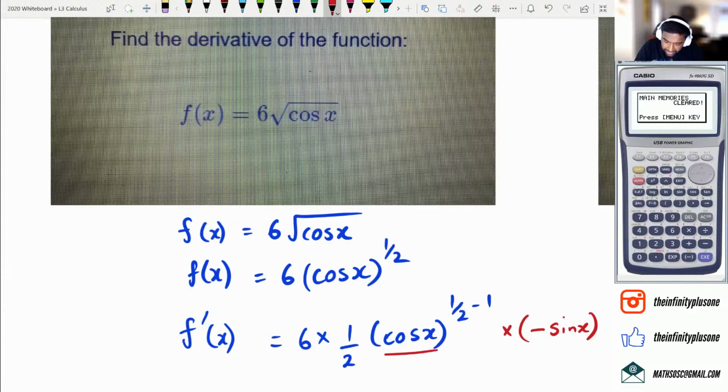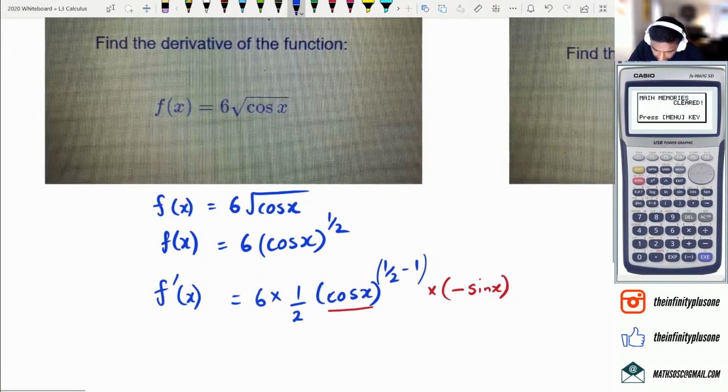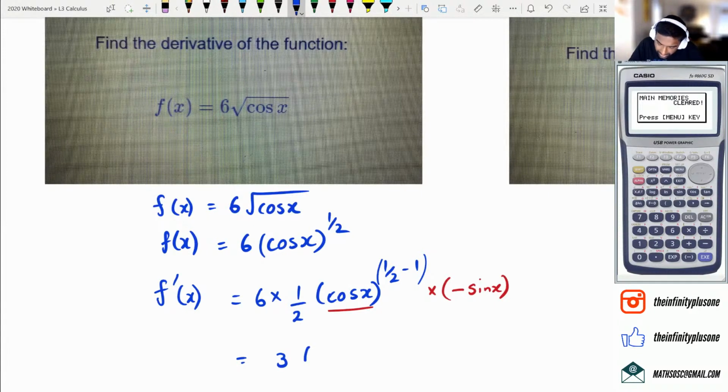But one thing I would recommend is getting into the habit of putting a bracket in that power. If you do want to simplify this, it is going to look like this: 3 cos x to the power of negative half multiplied by negative sine x. We can go about it in so many different ways, but I think I'm going to stop it there. So that would be an achieved question. Moving on. Does anybody have any questions with that particular one, or can we move on?